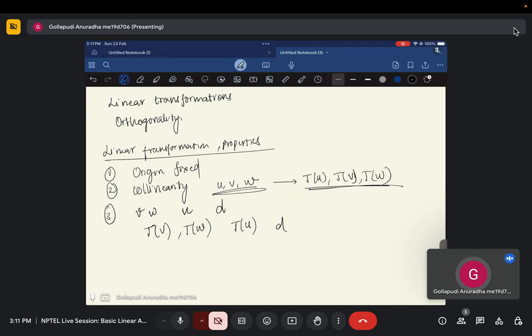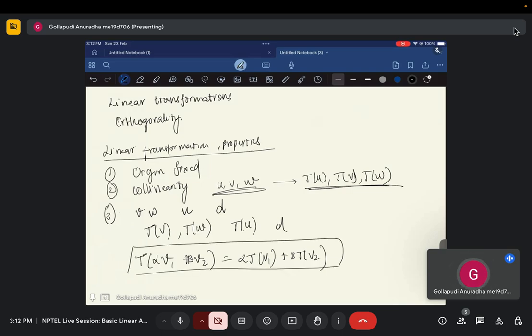And another thing is the linear combination property: T of alpha u plus beta v is equal to alpha T of u plus beta T of v. So this property has to be satisfied for anything to be a linear transformation, and also the transformation matrices for rotation, scaling, and reflections were discussed in the class. Okay, so let's see some problems on this.